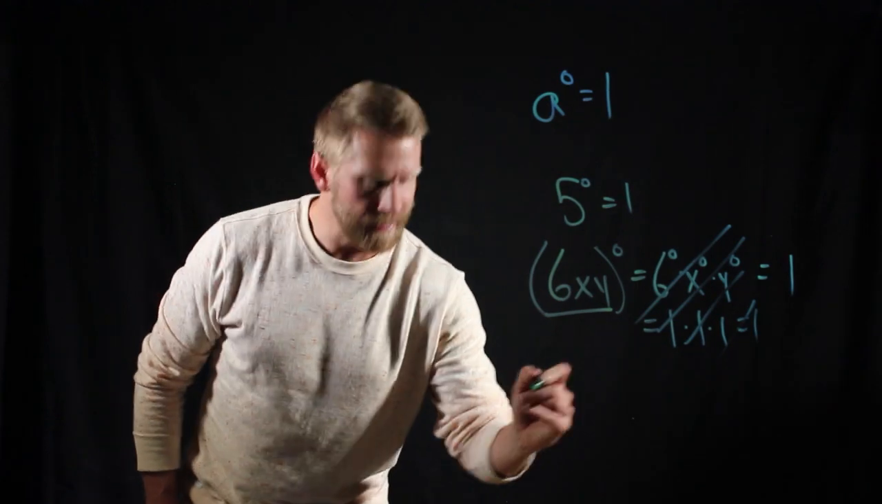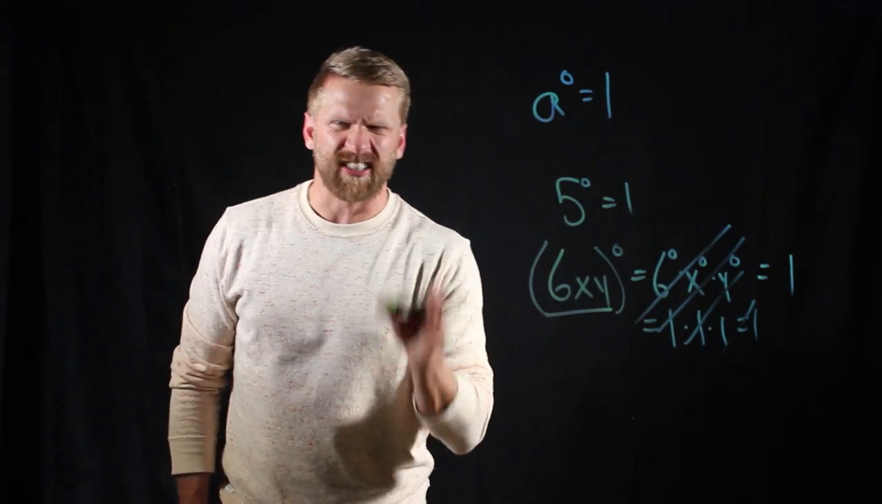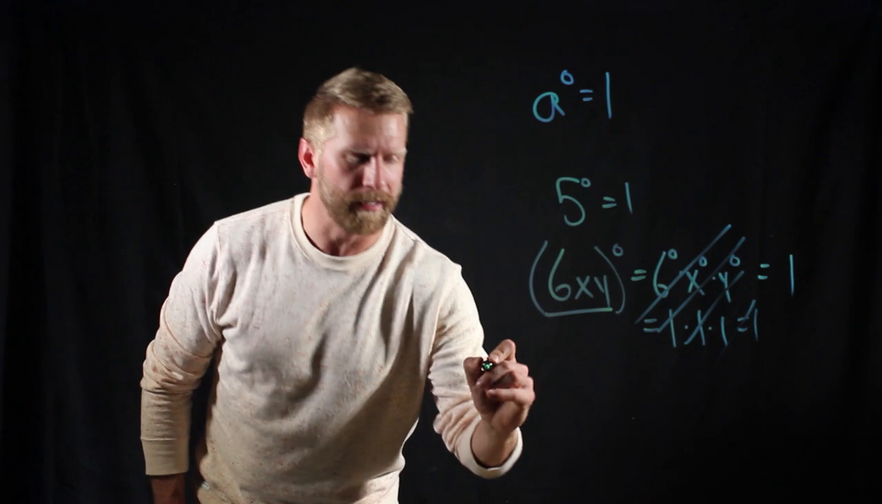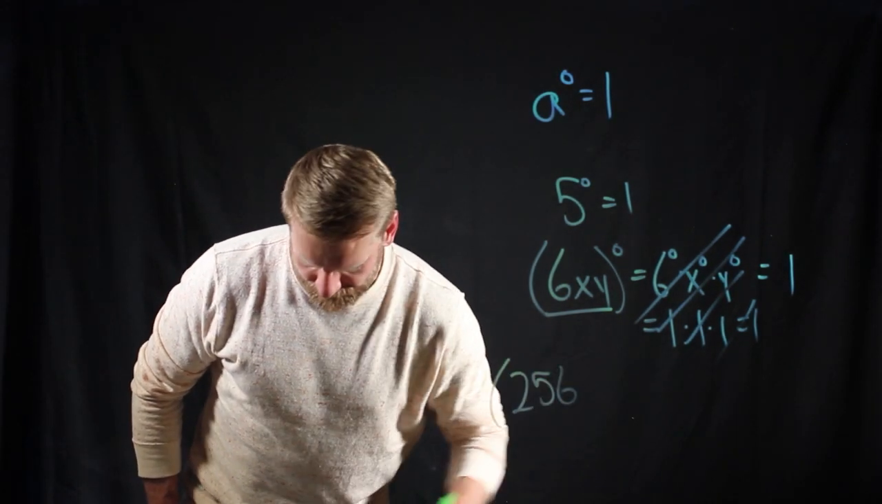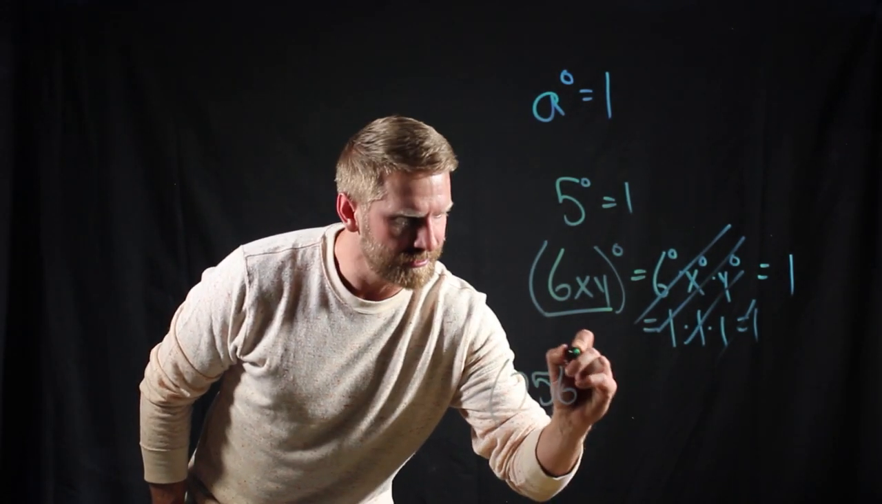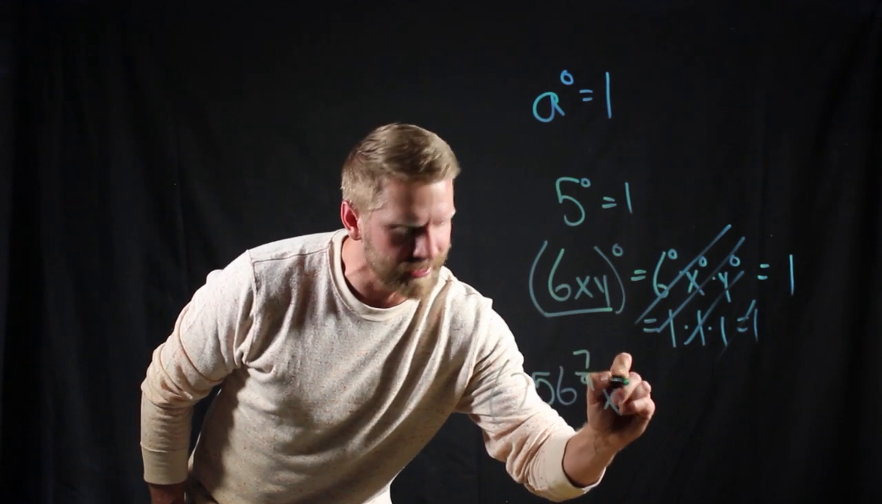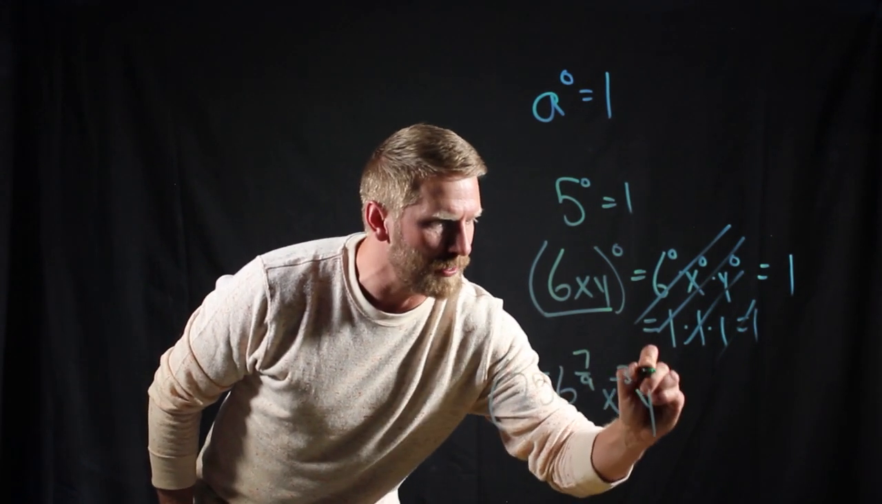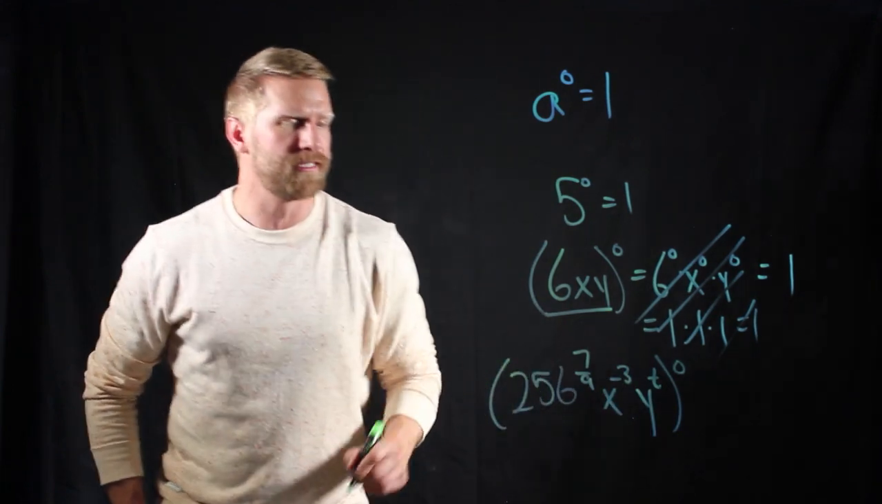Okay? Last example here. And I often give this one on the test, just don't tell my students this, it might give it away. Alright, 256 to the 7 over 9, x to the negative 3, y to the power of t to the power of 0.